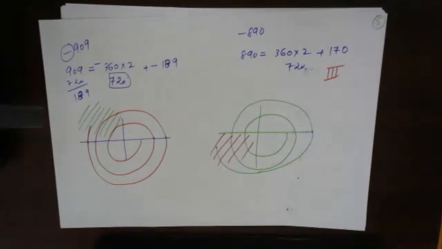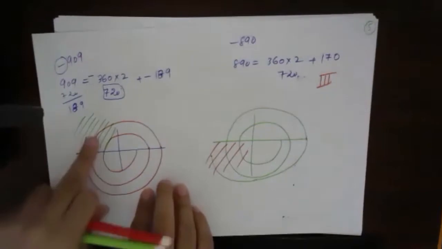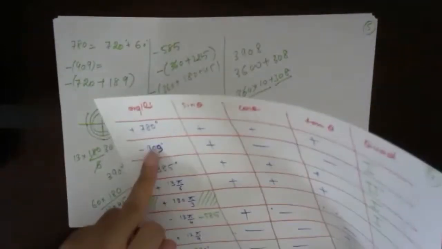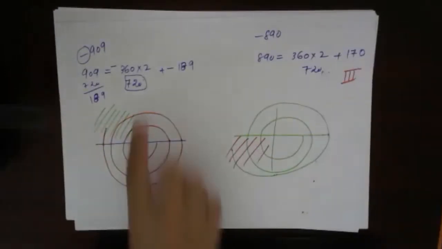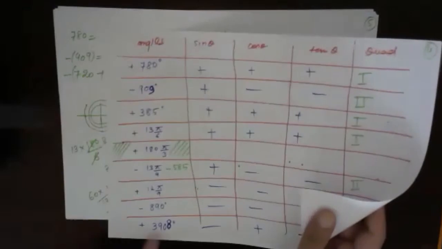Understood? Okay, fine. These two are okay. I wrote correctly, right? This one is the second quadrant, and this one is the third quadrant. Correct. Now 3908 also I will show. First you just check these ones.